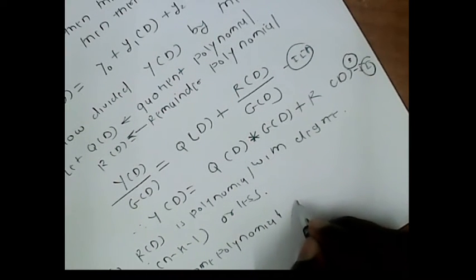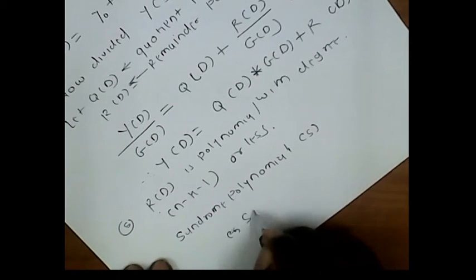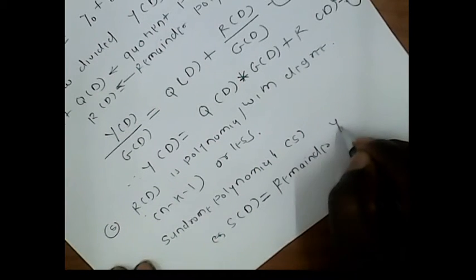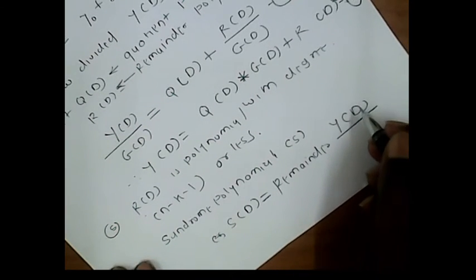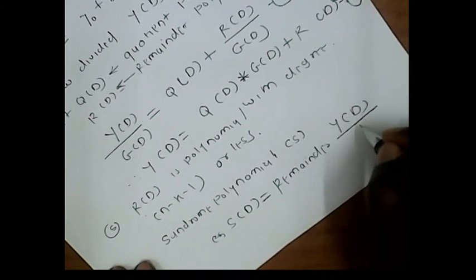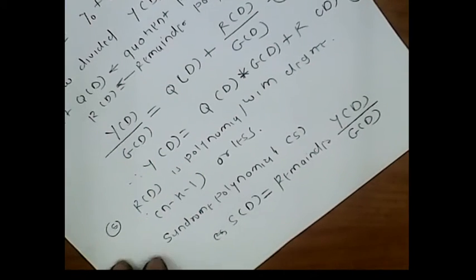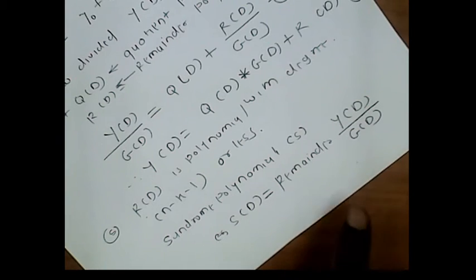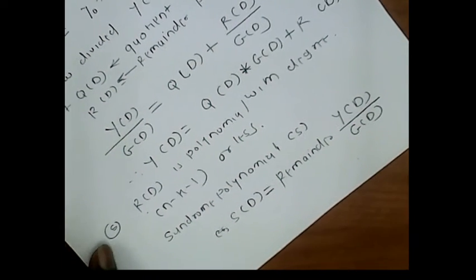as s of d. We write down s of d, which is the syndrome polynomial, the remainder of the transmitted received polynomial divided by the generator polynomial. So the remainder obtained after the synthetic division of your received code word by the generator polynomial is called the syndrome polynomial.